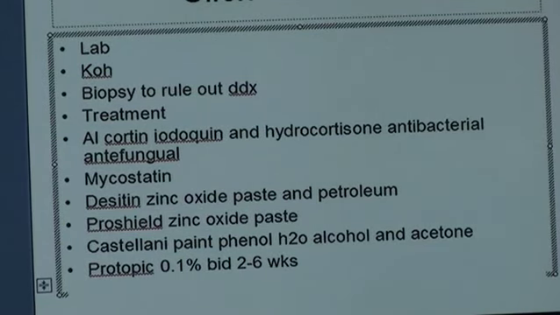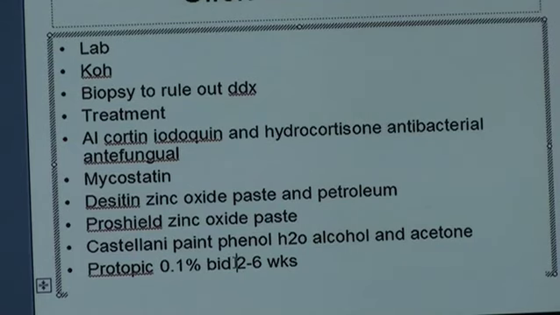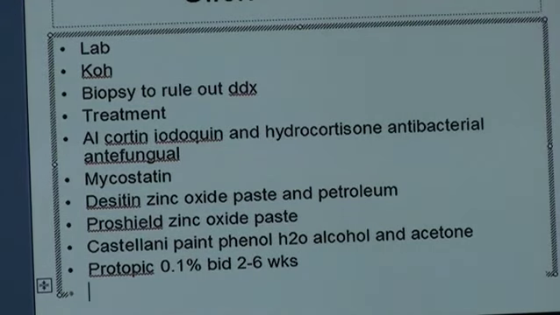And then Protopic, 0.1% BID for 6 weeks. What's in there? It's in the same class as Elidel. Yeah, it's an anti-inflammatory. Now, it's not on here, but Dr. Wu and Dr. like to use this. They call it triple paste, and then after it's clear, they like to use Zenzorba. They like to use both of those.